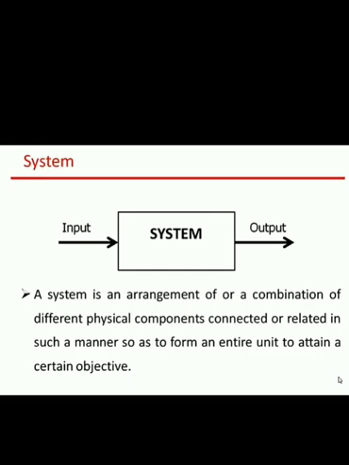So, a system is nothing but a group of physical components to perform a specific function. A system is an arrangement or a combination of different physical components related in such a manner as to form an entire unit to attain a certain objective. Here the input is fed to the system and we get the output.